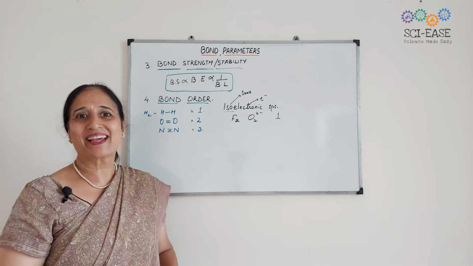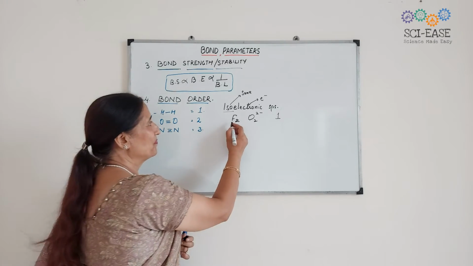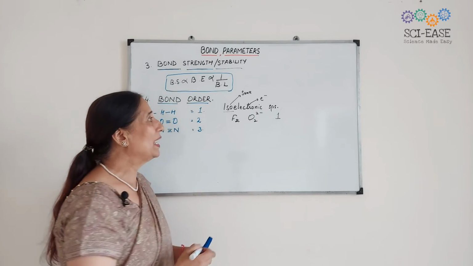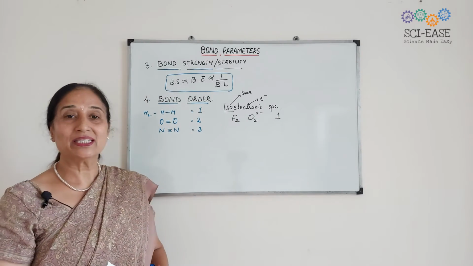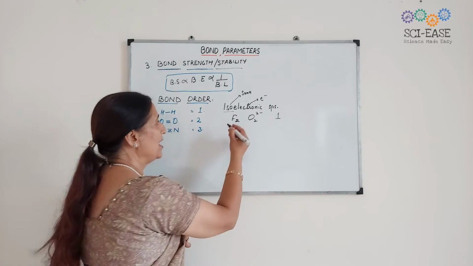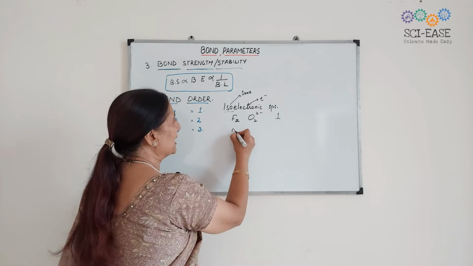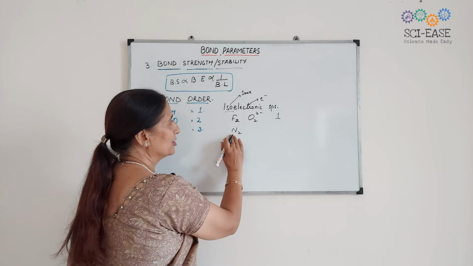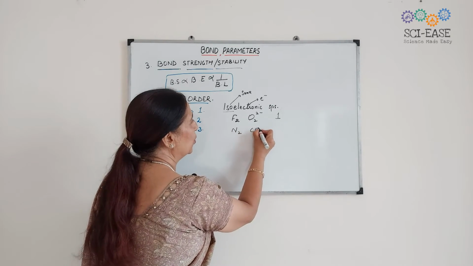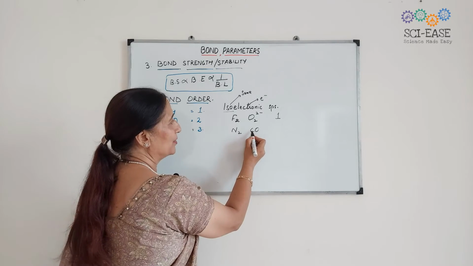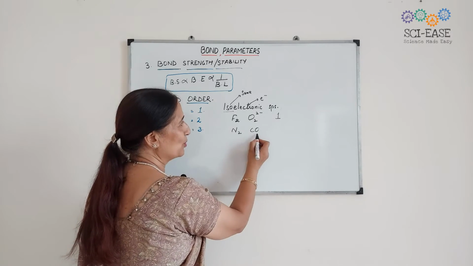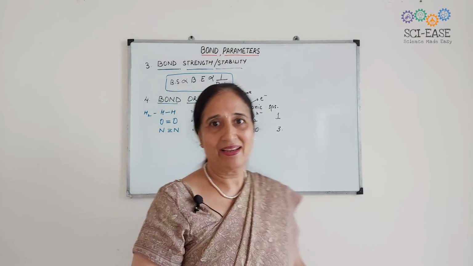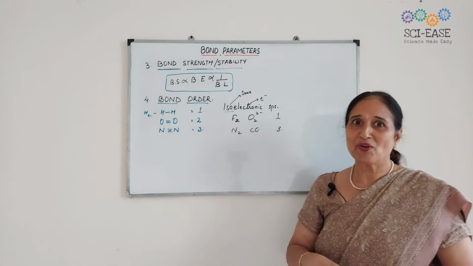You can take this case: F2 and O2 2-, they have one, you can say, bond order of one. In the same way, you can take N2. In N2, how many bonds? Triple bond. And you take CO. Here also a triple bond. They are isoelectronic. So the bond order is 3. This thing you must memorize.